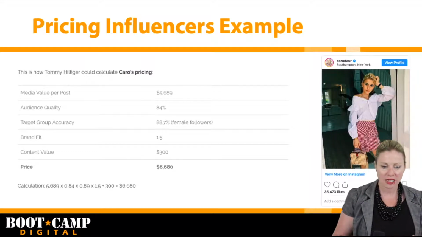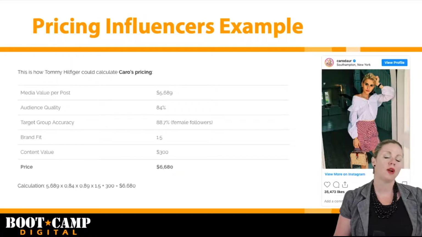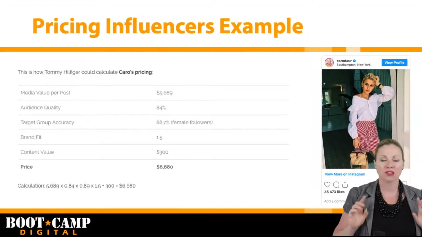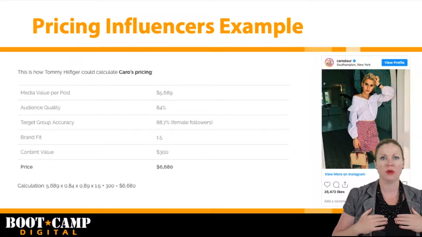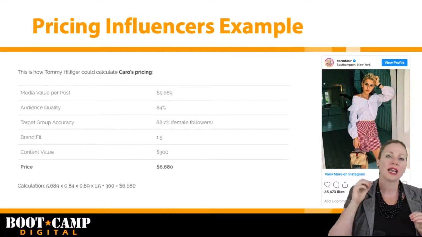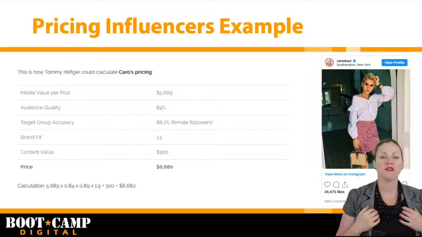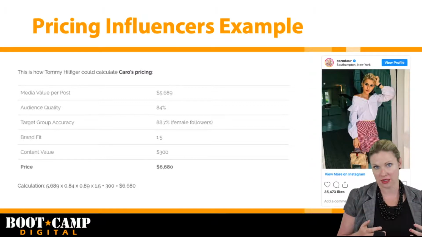So here's an example. The thing that's important to think about with this influencer pricing math is, first of all, this is the value to you as a business. So this is not calculating what somebody else would expect to be paid. This is a way for you to internally calculate the value that you're getting from this. So this is an internal calculation to help you validate and justify the payment you're making to your influencers.